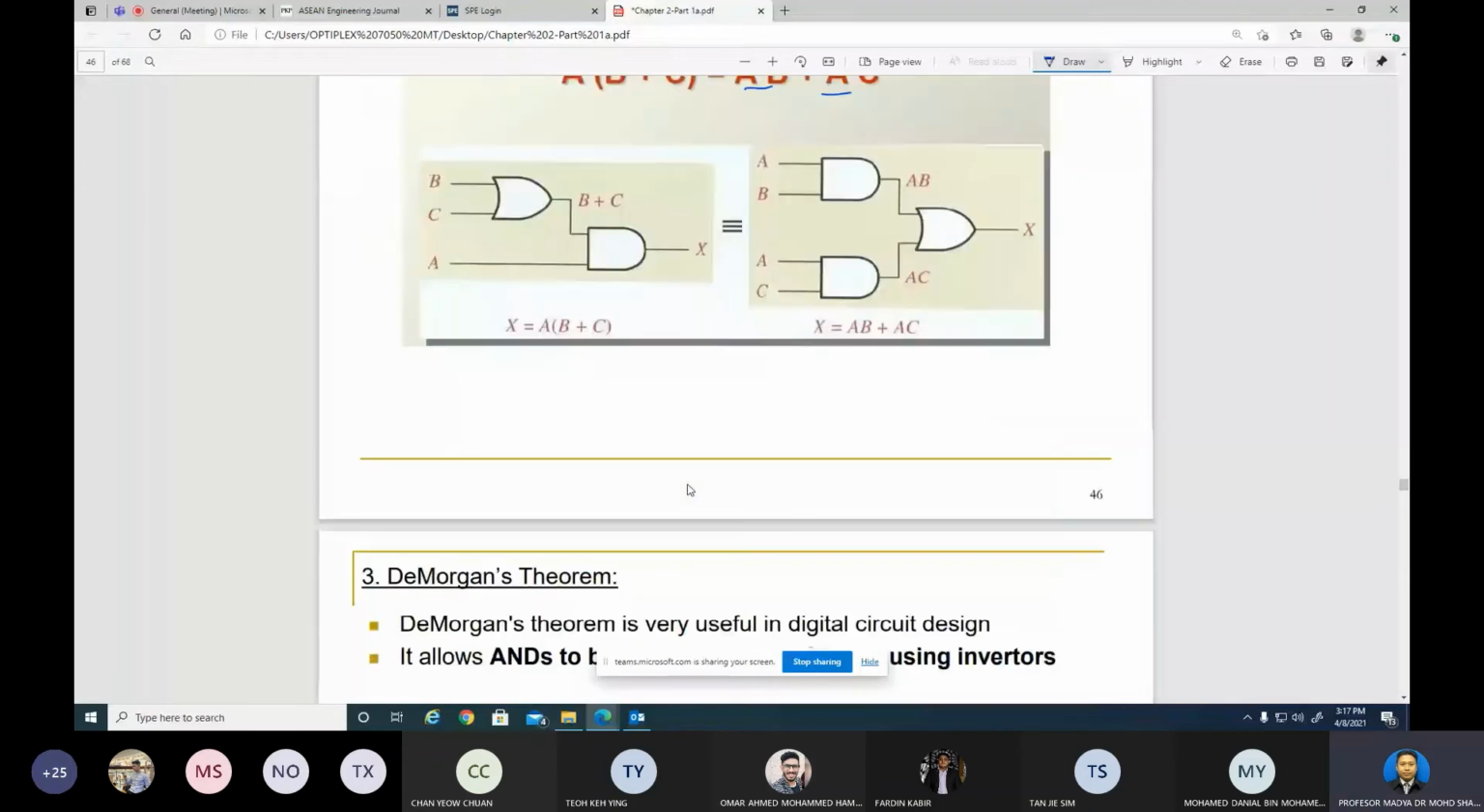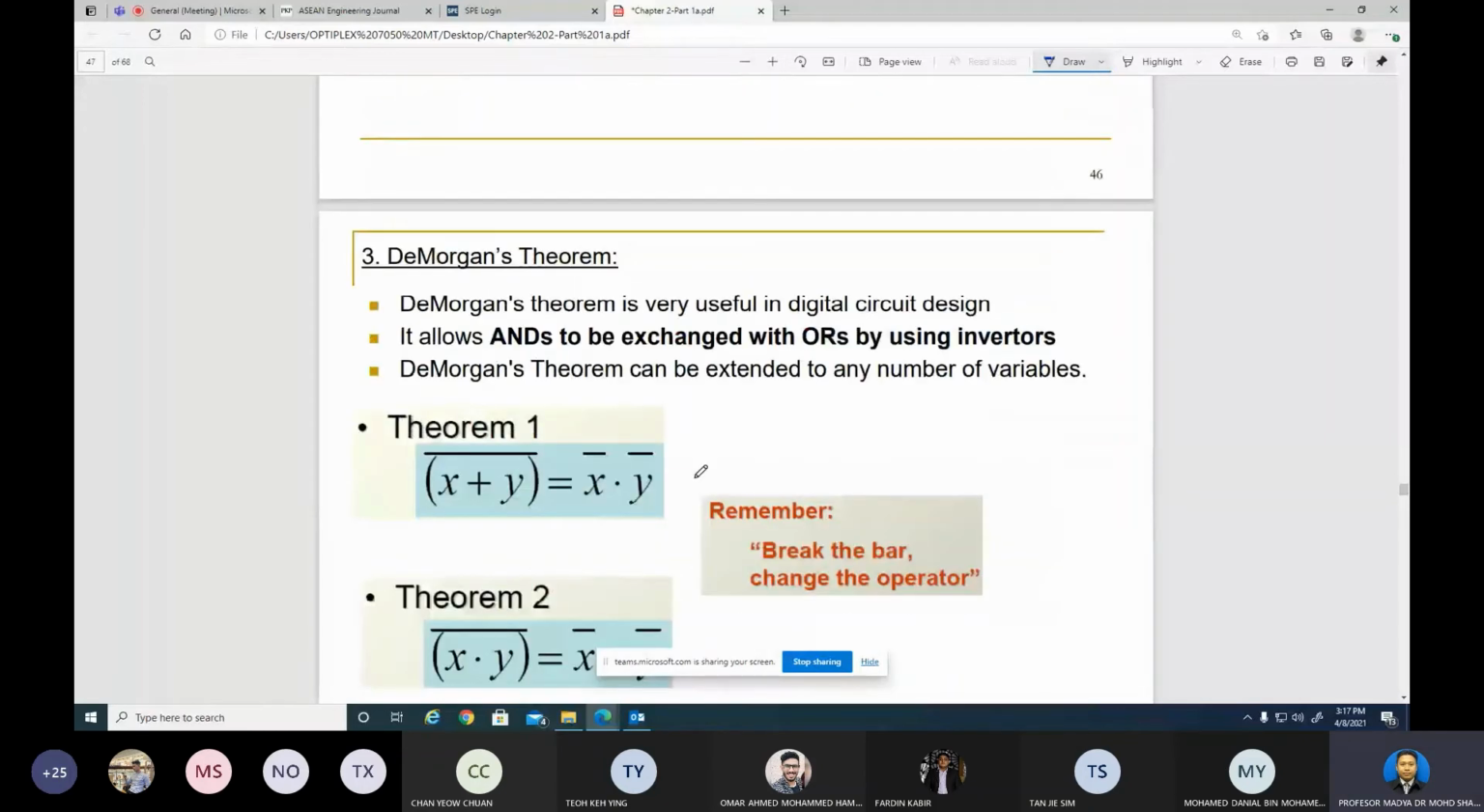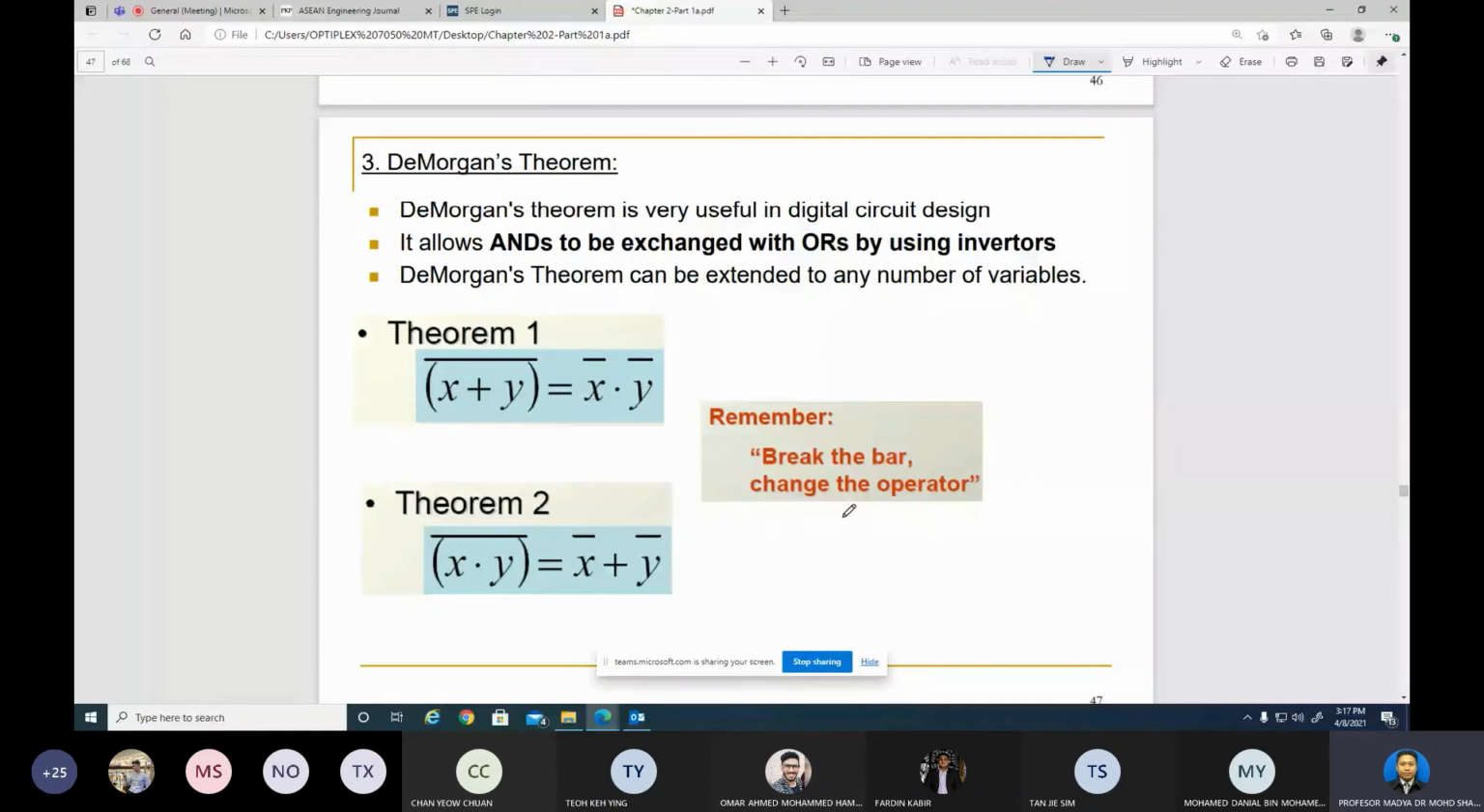So next we go to De Morgan's theorem, which I mentioned to you. We have two De Morgan theorems, theorem 1 and theorem 2. The keyword you have to remember is: break the bar, change the operator. That means if you have multiply, you change to plus, and if you have plus, you change to multiply. I will show an example. Break the bar. So this is theorem 1.